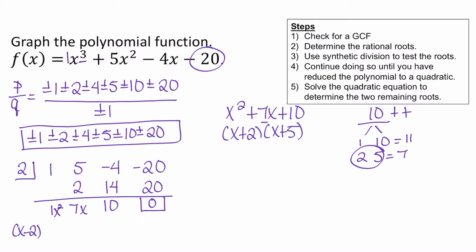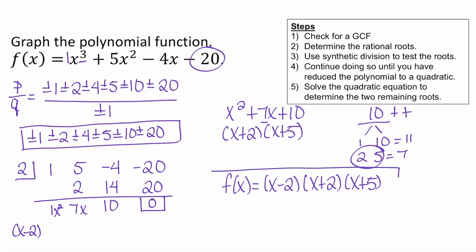Now I just need to write all my factors together. So I've factored f of x. f of x is now x minus 2 times x plus 2 times x plus 5. Okay, so that is now the factored form of this polynomial. I got x minus 2 from this root of 2 that I found, and then x plus 2 and x plus 5 from over here.